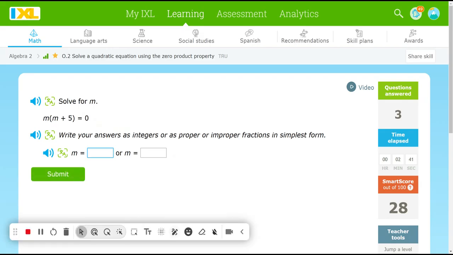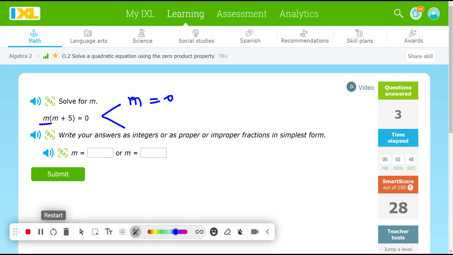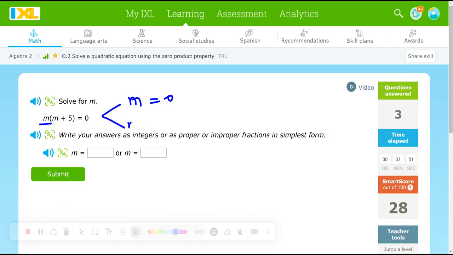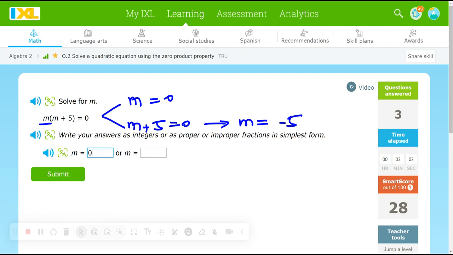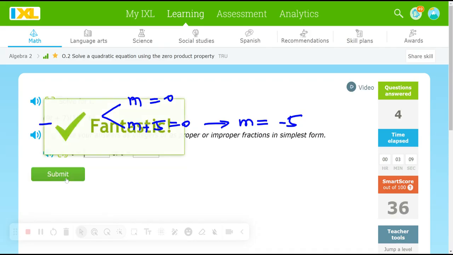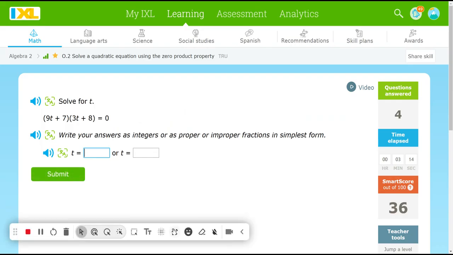Ooh, take a look. Each factor equals 0, is that right? What happened with the m? The m is one factor, is that right? Yeah. So m equals 0. The solution is right there. The second one is m plus 5 equals 0, so m equals negative 5. That's it. Each factor equals 0. So m equals 0. 0 is a beautiful number. That's a solution, and then negative 5. Voila.